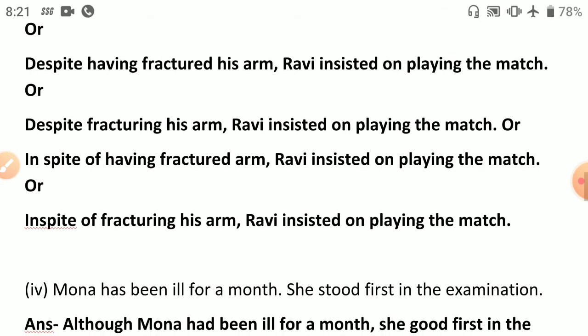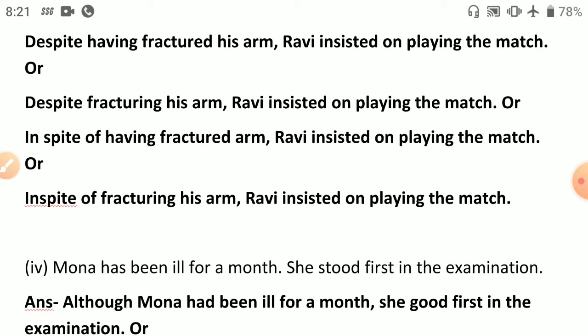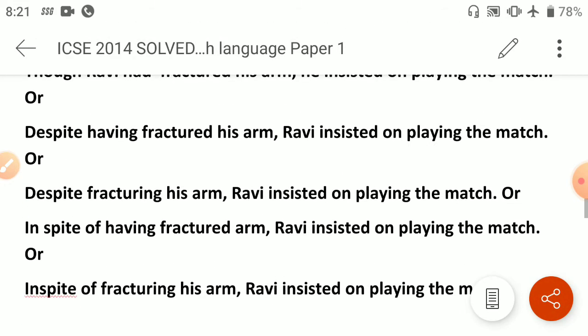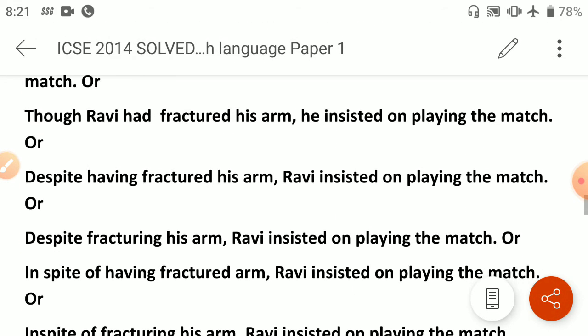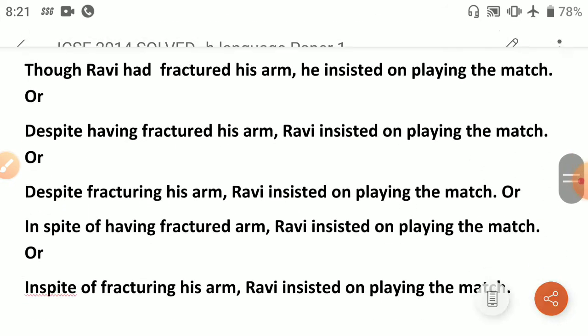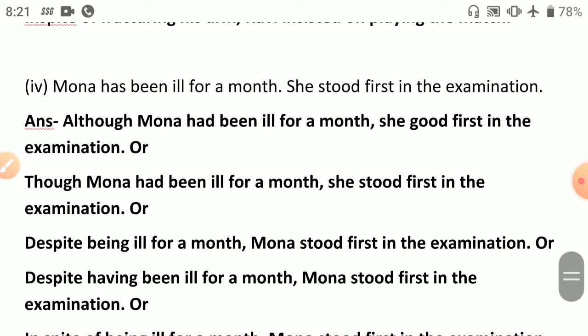But when we are writing in spite, it is always followed by of, and then you follow with the participle. In spite of having fractured his arm, it should be his arm, Ravi insisted on playing the match. Or in spite of fracturing his arm, Ravi insisted on playing the match. So there are many possibilities in this third sentence. Okay, so let's see the fourth one.